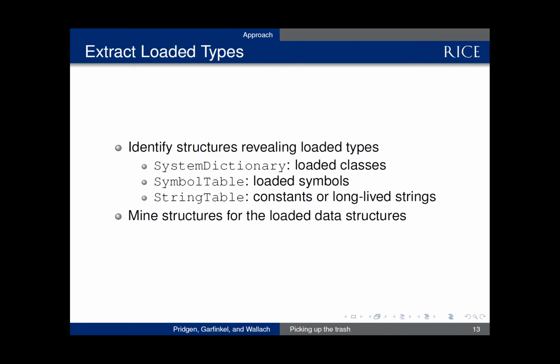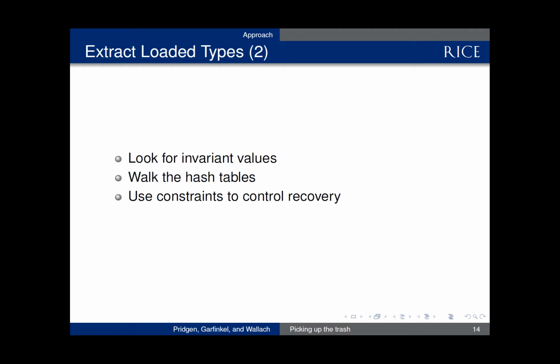So our approach is to extract this, mine the information we find here for the loaded data structures, and then move forward to reconstruct everything. To identify all of these structures, we scan the process memory for the JVM. We look for invariant fields that we would typically find in the system dictionary, symbol table, and string table. We attempt to parse the structure as one of those data structures. And then if we get back sane results, we move on to the next step.